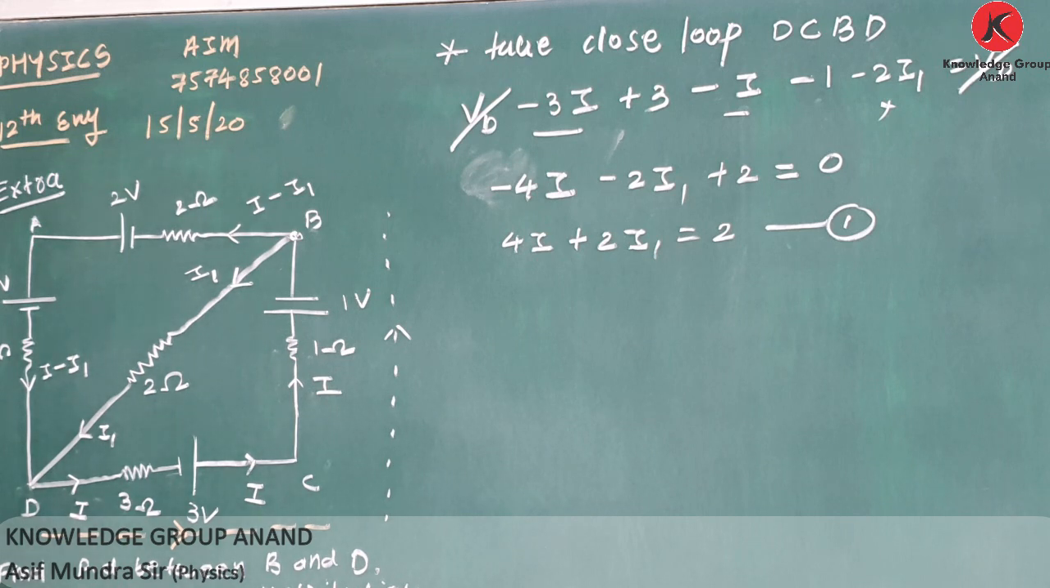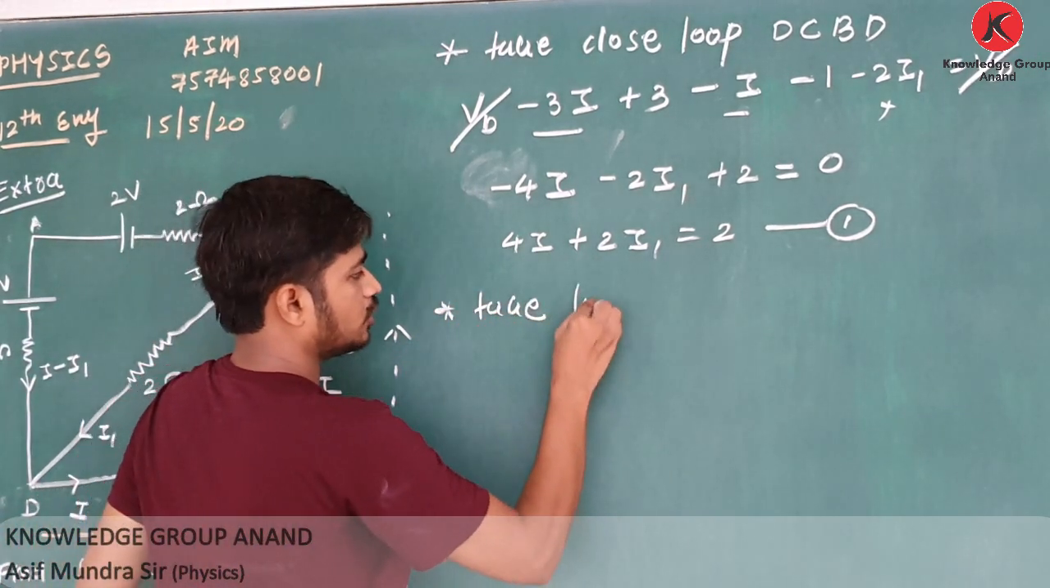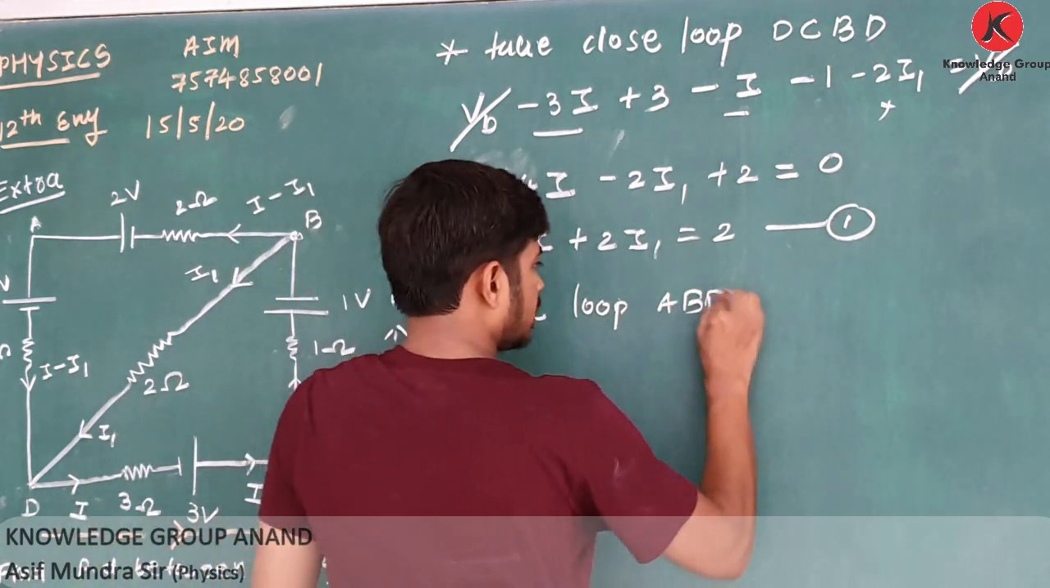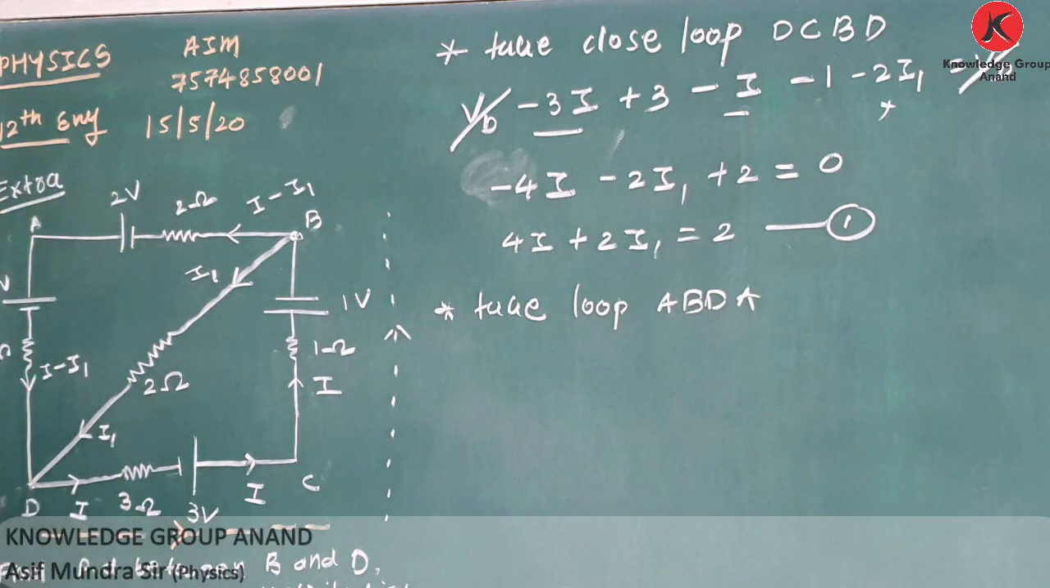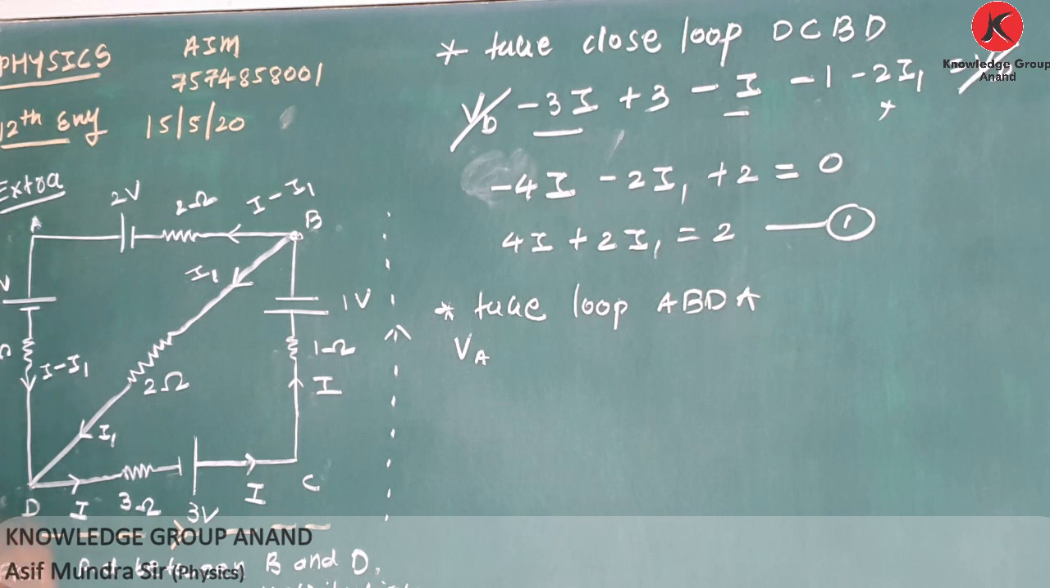Now we have to take another loop. Which loop will we consider? First of all we considered one loop, D, C, B, D. Now we will consider this loop A, B, D, A. Take loop A, B, D. Starting from point A, you have to write it as A, B, D, A.